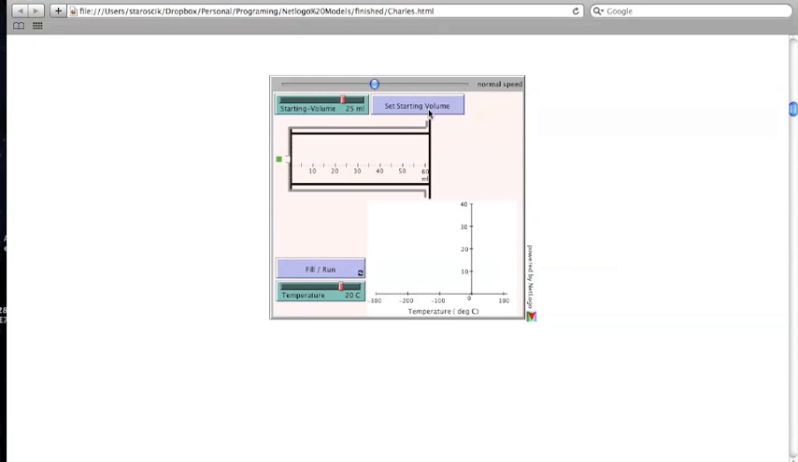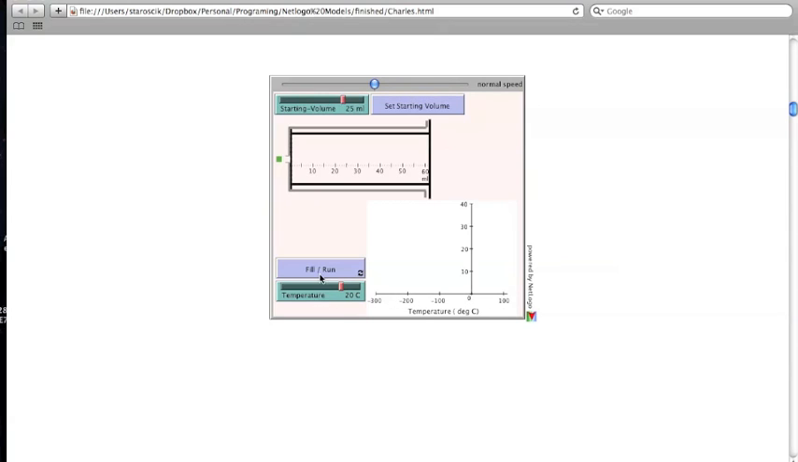When this is done, the main window shows a 60 mil syringe with the tip open and the plunger all the way in. On the bottom right is a graph that will show changes in volume of the syringe as the temperature is adjusted with this slider to the bottom left.